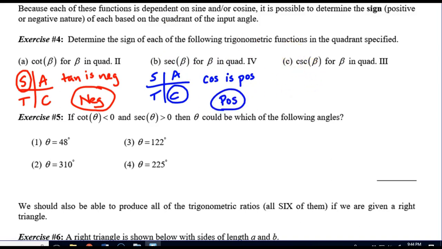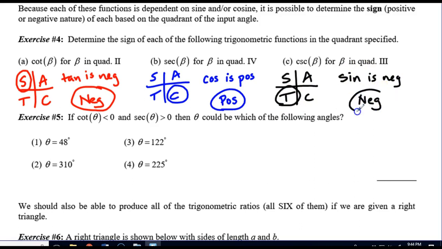Finally, all students take calculus. We're talking about quadrant 3. We're asked about the cosecant ratio, and the cosecant ratio has the same positivity or negativity as the sine. So sine, because the y value is negative, sine is negative. Therefore, your cosecant is also negative.